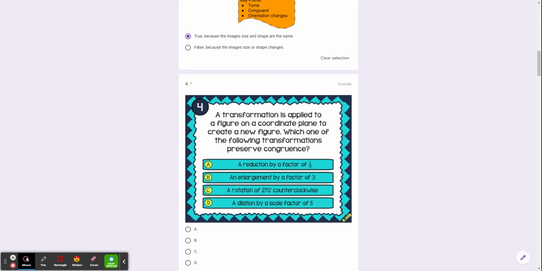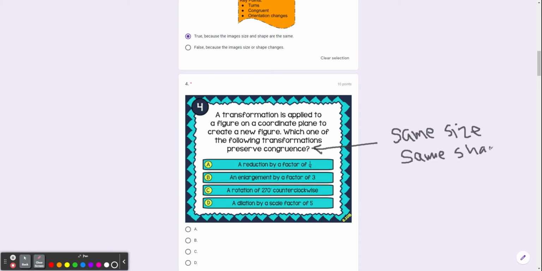Last week, some of us were confused when we saw the words preserve congruence. We didn't know what that means. All that means, remember, is same size, same shape. Everything is the same, and some words we might see are equal. So that is a rotation. A rotation, we know, is same size, same shape.